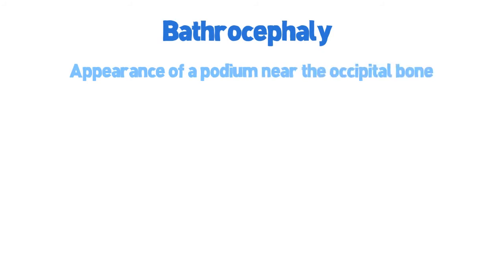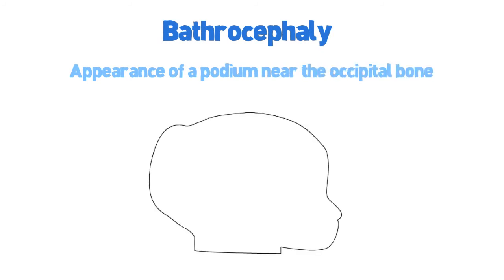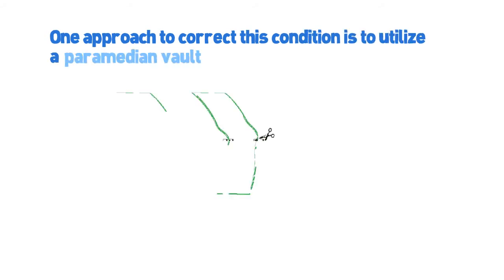A third type of anomaly that results from posterior sagittal suture fusion is called bathrocephaly, which is the appearance of a podium or shelf near the occipital bone towards the back of the head. To correct this type of head shape, a technique called a paramedian vault can be used by surgeons.